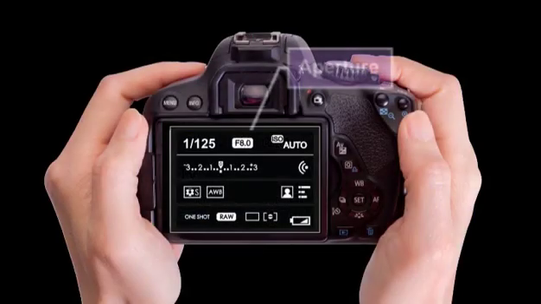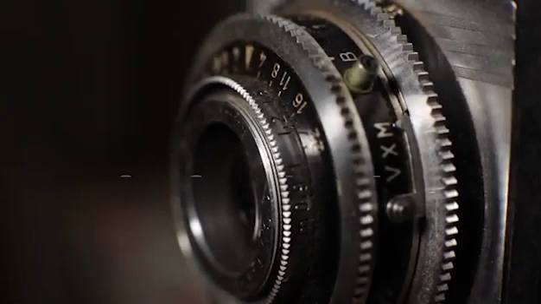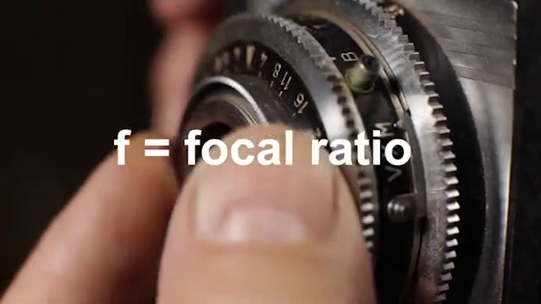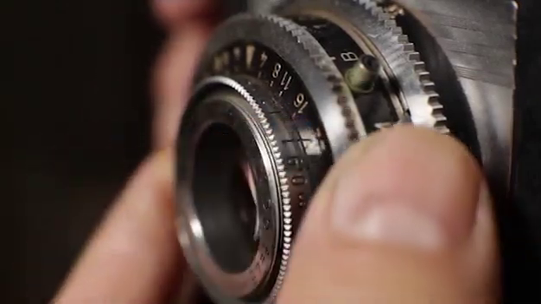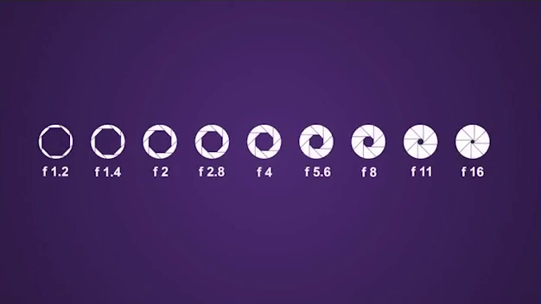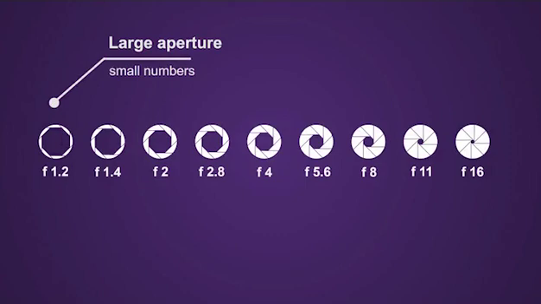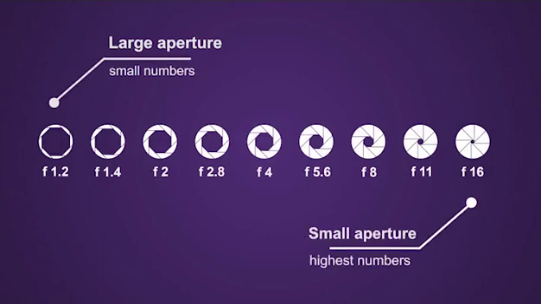Aperture is measured in f numbers. Whenever you see an aperture value, the letter f will appear before the number. The f stands for focal ratio. Size can seem confusing because it is reversed from what you would expect. The large apertures have smaller numbers, and the small apertures have the highest numbers.